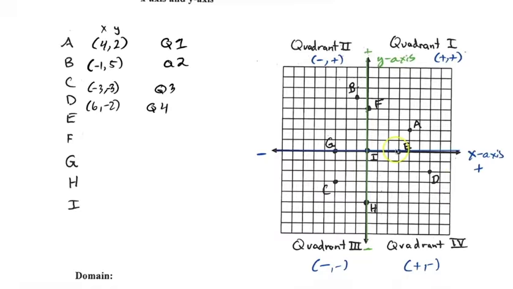E is right here, so it's right on the axis, and we'll talk about that in a second. How do we get there? We go right 3, and then on our y, we do nothing, so 0. This point would be (3, 0). Let's write that over here. (3, 0). And this is on the positive x-axis.